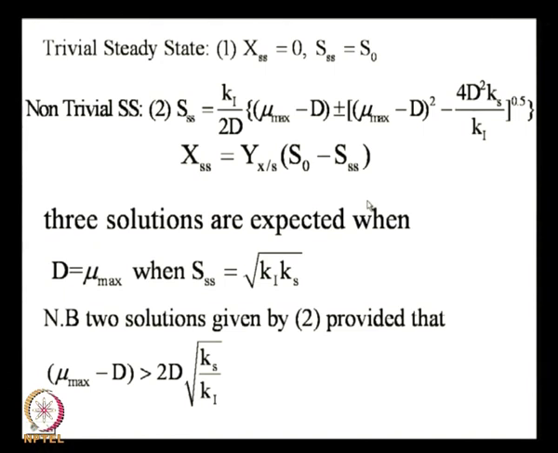Is it clear, Lisa? If there is any problem, I understand this is probably the hardest thing we have done till now, but if there is a problem, just stop me. And so, the special case of the non-trivial solution is S equals square root of k I k s, but in general we have the trivial solution and two non-trivial solutions. Okay.